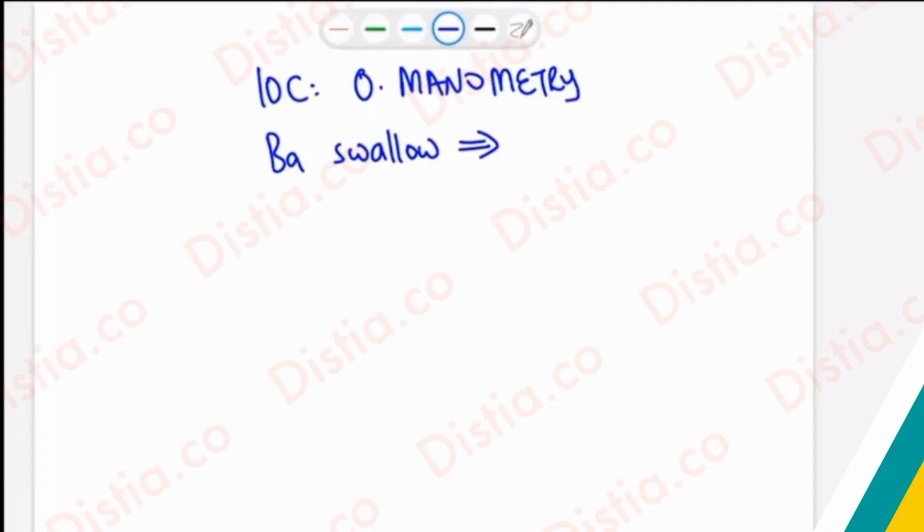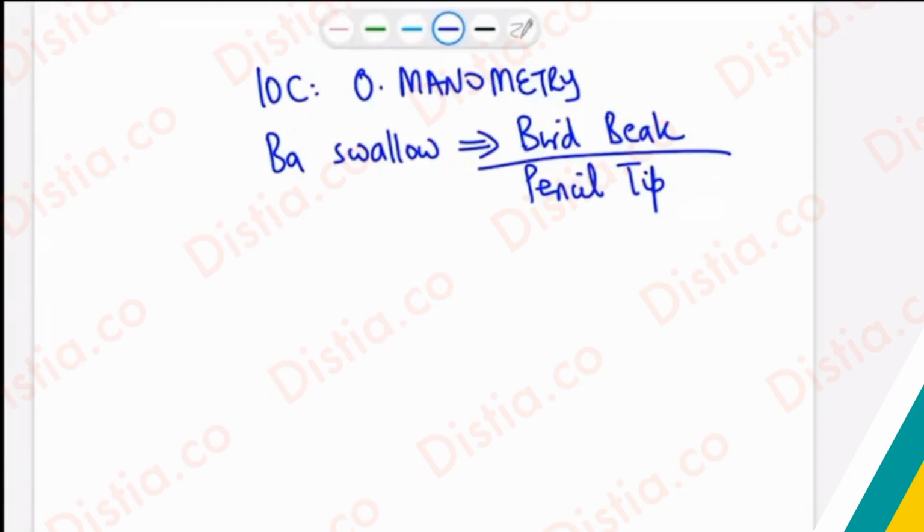When it comes to a barium swallow finding of this patient, the main finding that you will encounter will be a bird beak defect, which can be confused with a rat tail also. I'll try to explain to you how both can be differentiated. Do remember the fact that bird beak versus pencil tip, they both imply the same. In a few seconds from now, I'll explain to you how to differentiate from a rat tail appearance.